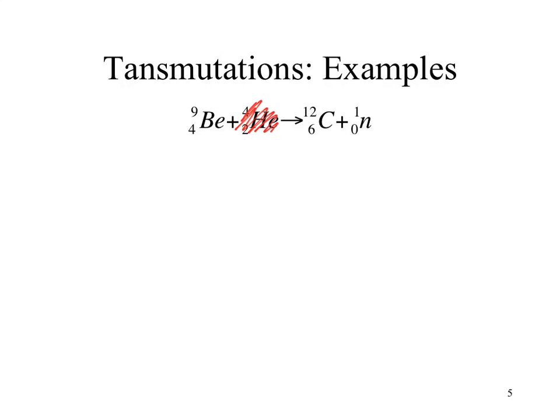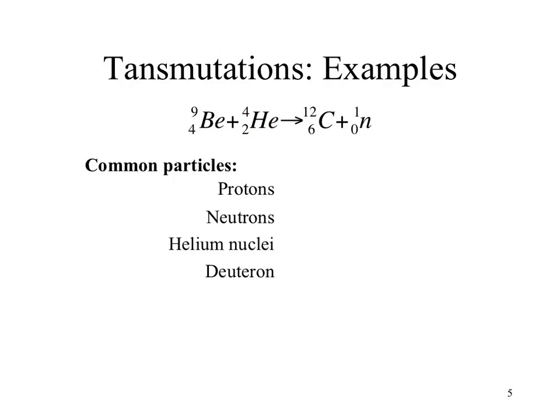Some of the common particles that you'll see in this, protons, neutrons. You'll also see helium nuclei. The other big common one that shows up is deuteron. What is deuteron? You might see it written like this. Where's mass? Mass is the upper left hand, right? What is deuteron?